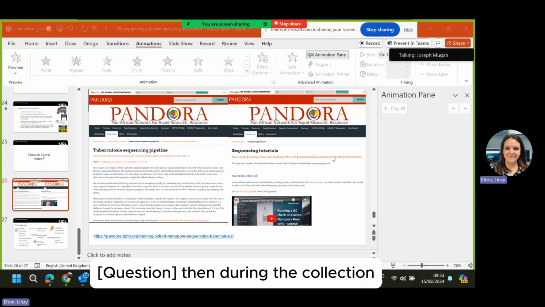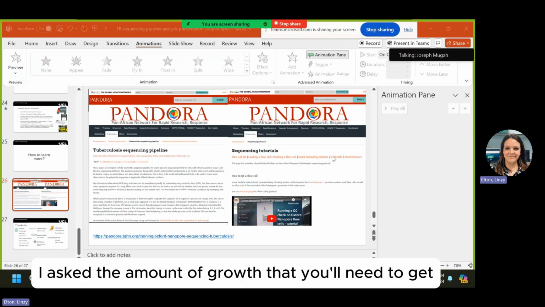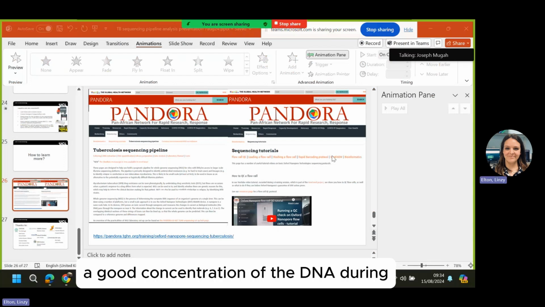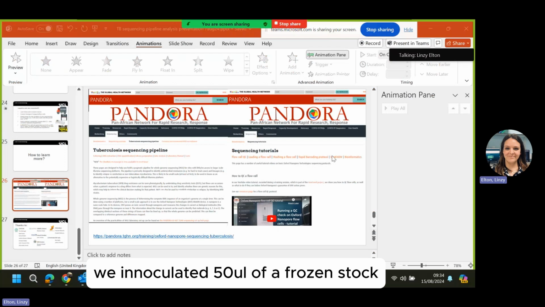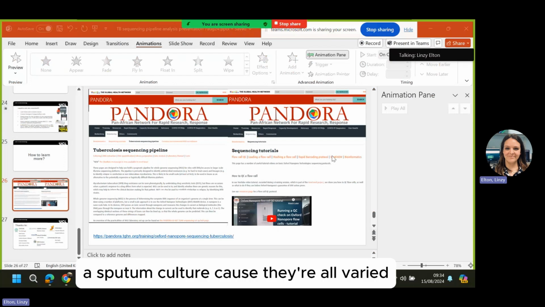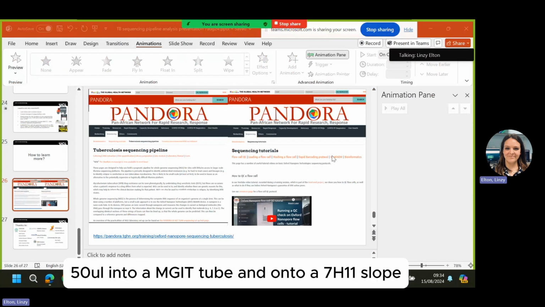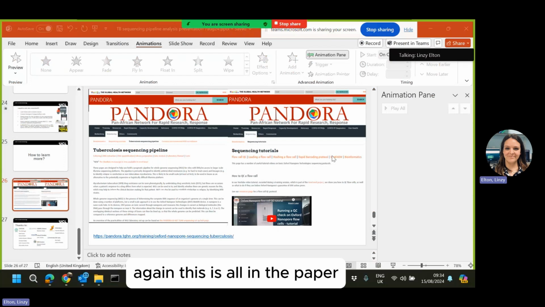Yeah, then during inoculation, when you're still doing the culture, what's the amount of growth that you'll need to get a good concentration of the DNA during extraction? So just to ensure that you don't have to go back again. Yeah, so we inoculated 50 microliters of a frozen stock. These were all, because as I say, you can't really do it from a sputum culture because they're all varied, we did them from normalized frozen stock. So we added, I think, 50 microliters onto a MGIT tube and onto a slope at the same time when we were testing this out. Again, this is all in the paper.